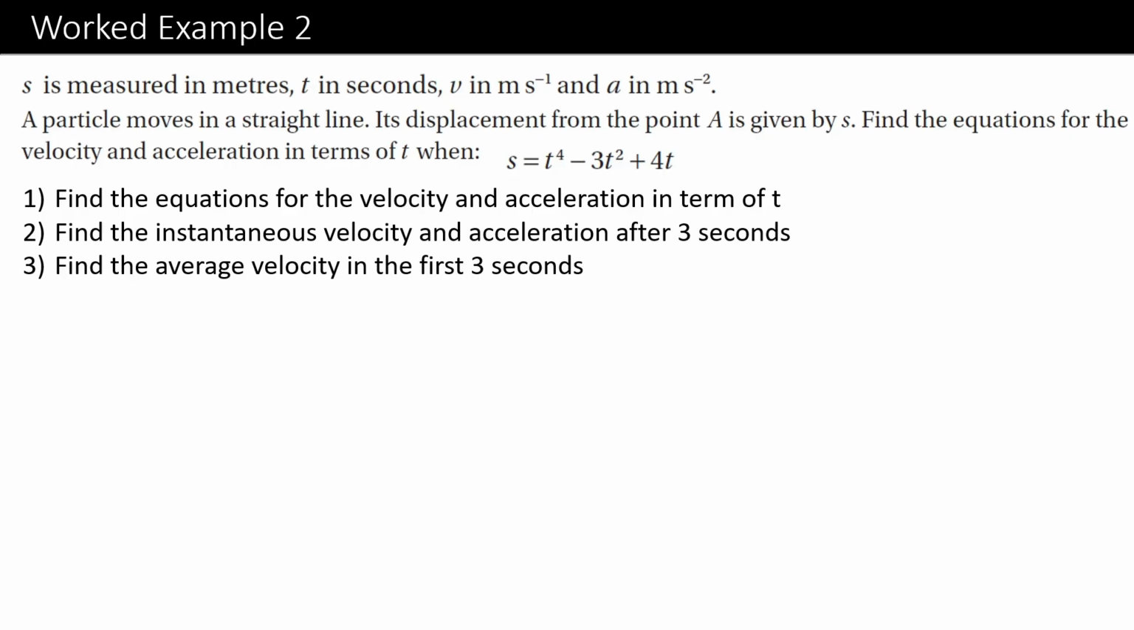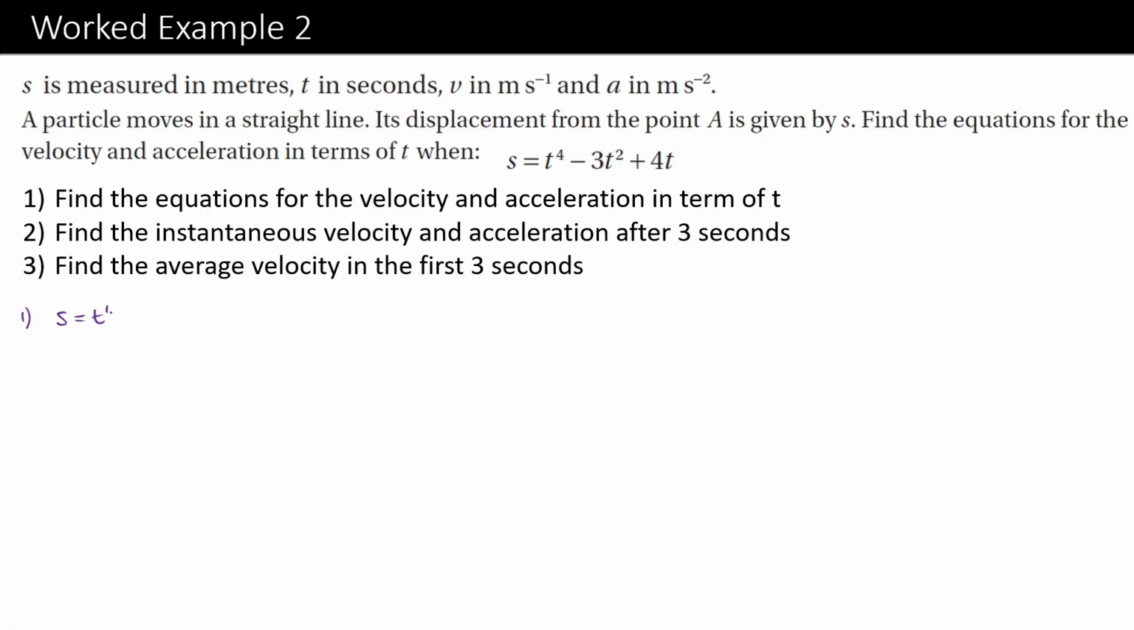It says a particle moves in a straight line. Its displacement from the point A is given by s. Find the equation for the velocity and acceleration in terms of t when s equals t to the power 4 minus 3t squared plus 4t. The first part of the question is asking us to find the equations of v and a in terms of t. So as per usual, let's start by writing out the equation of s.